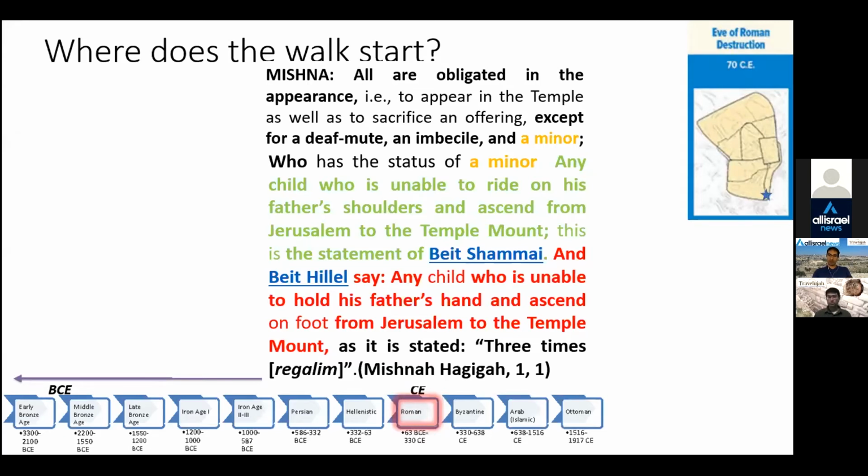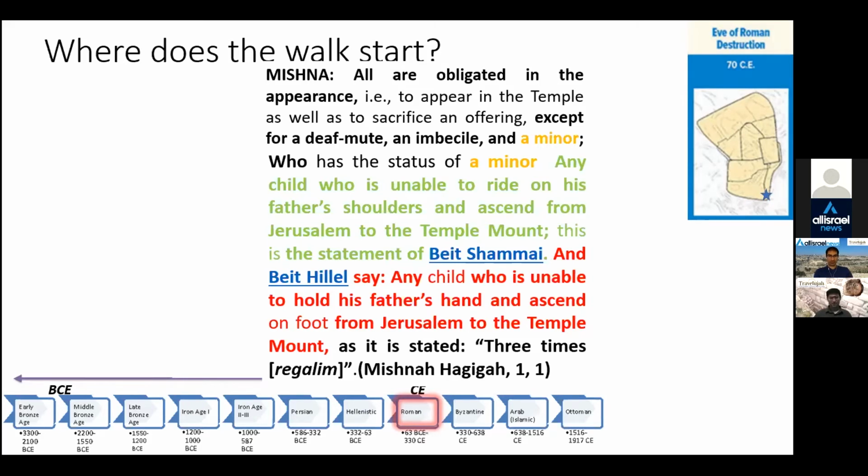Opinion number 2 in red. And Beit Hillel, the other house, says, any child who is unable to hold his father's hand and ascend on foot from Jerusalem to the Temple Mount, which means walking with his own 2 feet. Now, this is a child that's much older, 6, 7, 8, maybe even 9 years old, that can actually walk from Jerusalem to the Temple Mount.